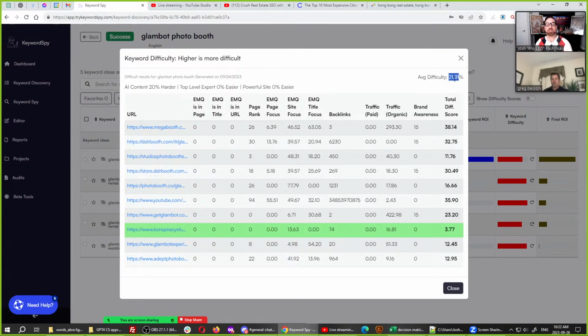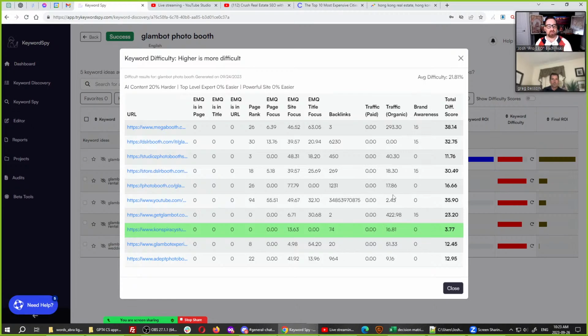And this score is guaranteed to show you how difficult things are here. And just very quickly, we look at the EMQ in the page, the title, the URL. We look at the page rank out of 1 to 100. We look at the page focus, the site focus, the title focus, how many backlinks they have, how much paid traffic they have. The more paid traffic these people have, the more money they have to buy links and to buy SEO, the harder they'll be to compete against.